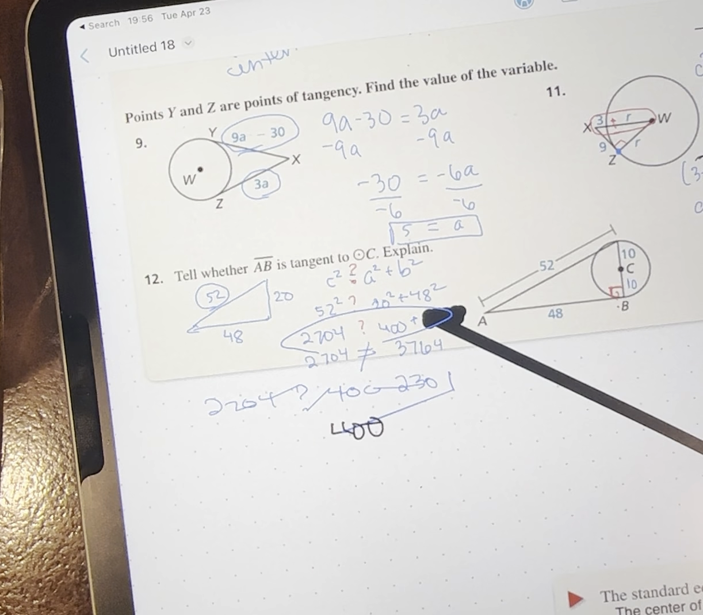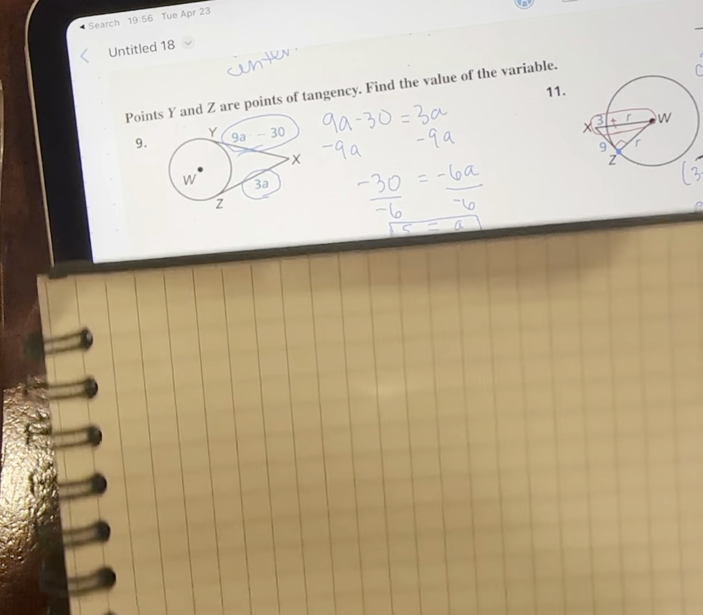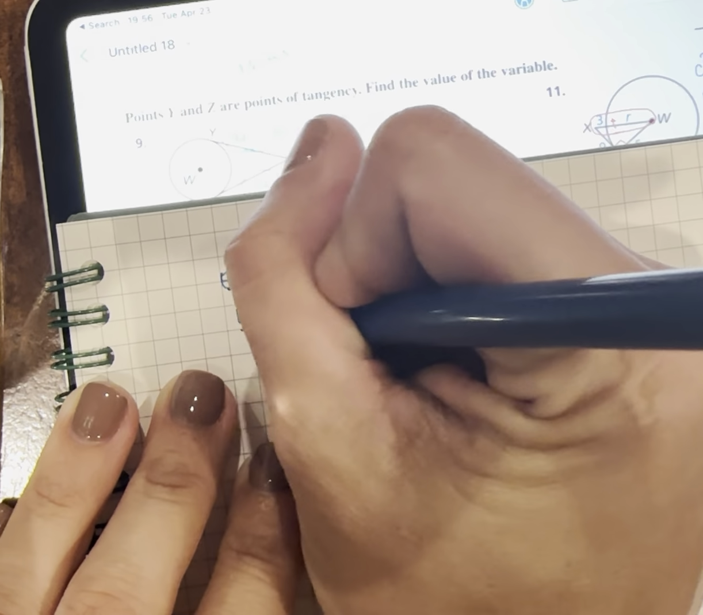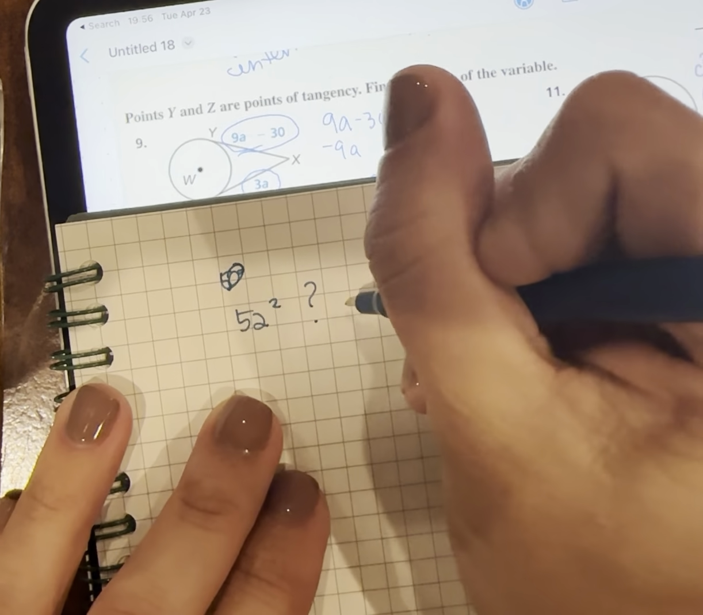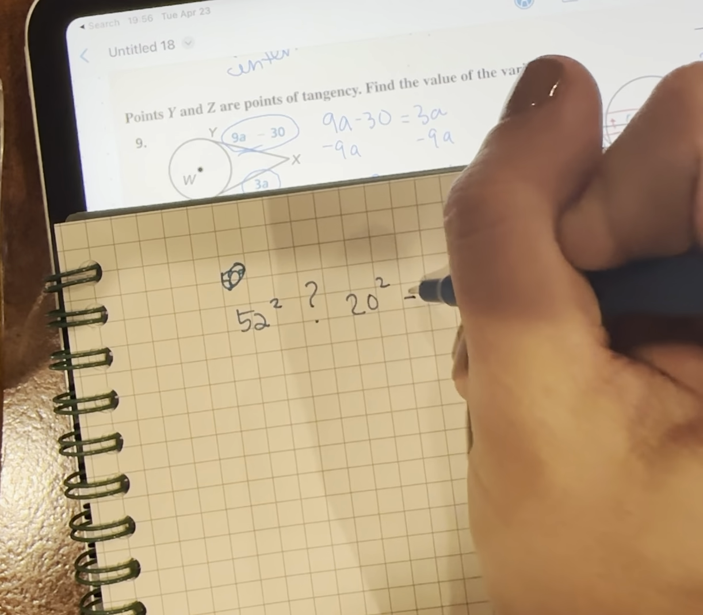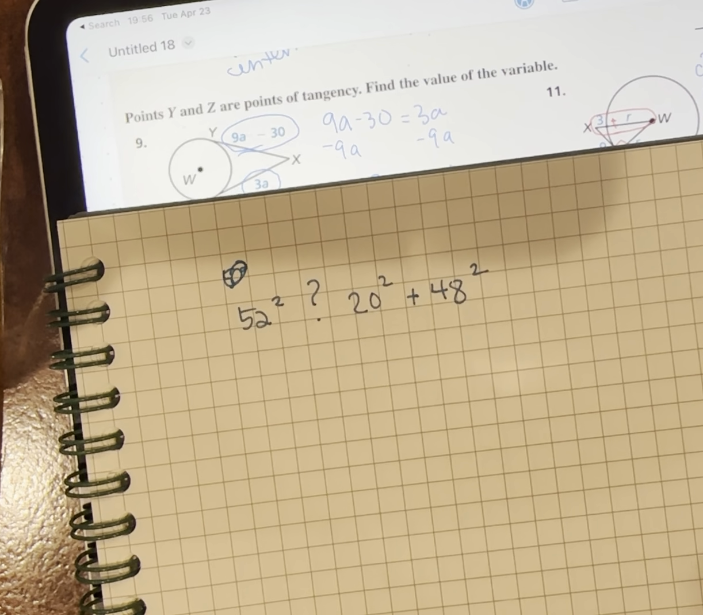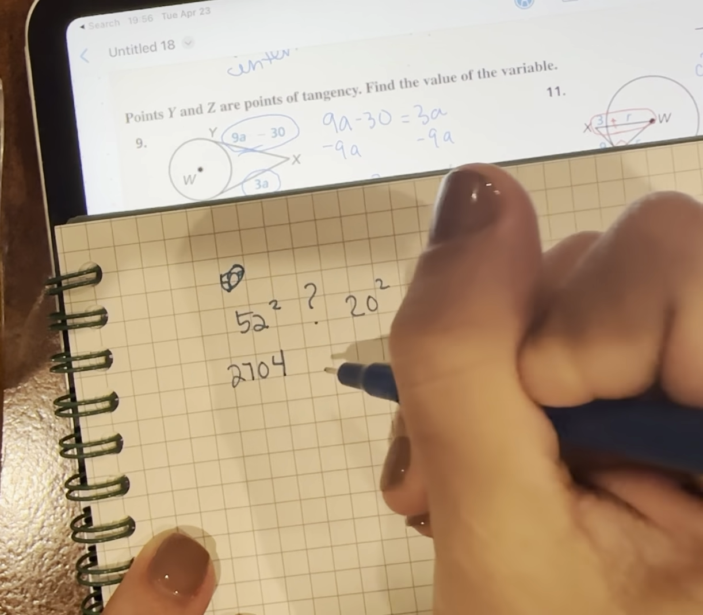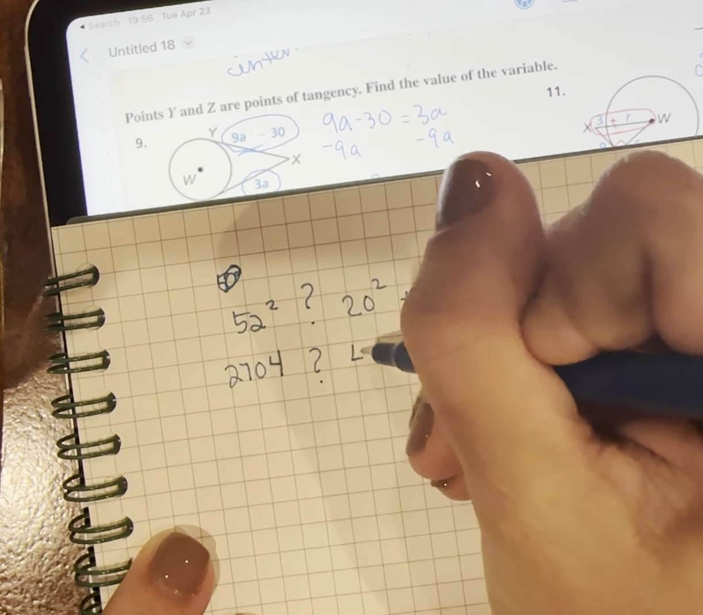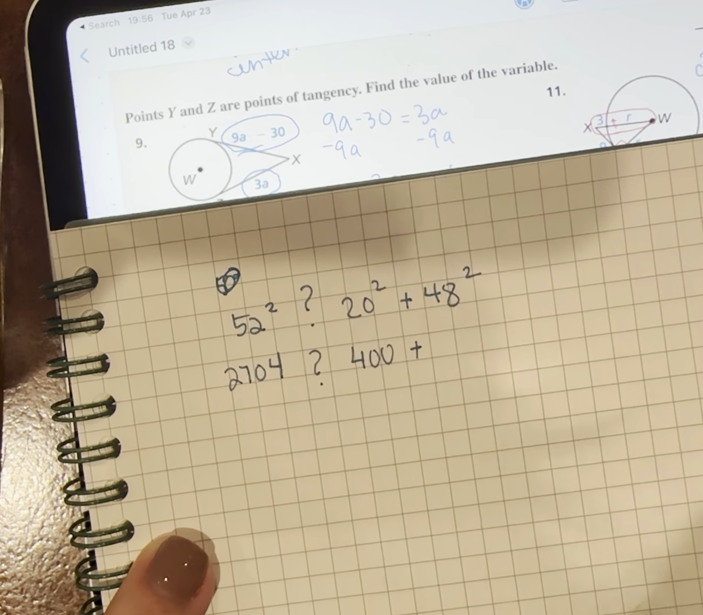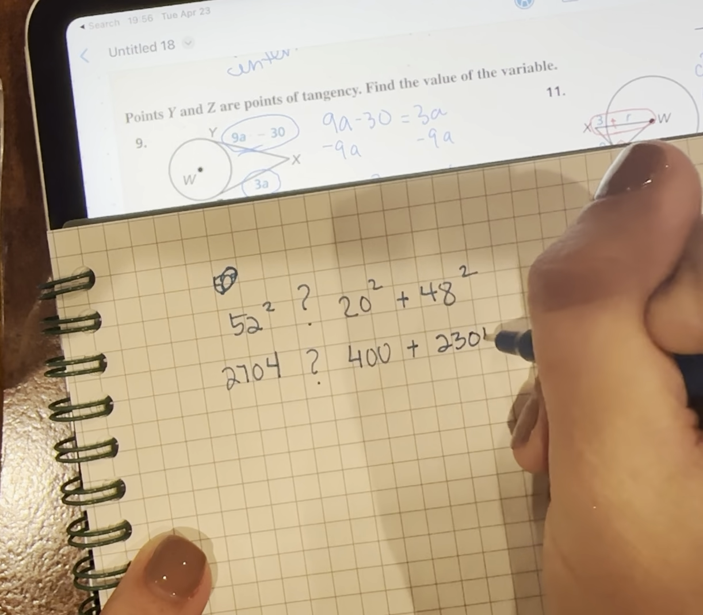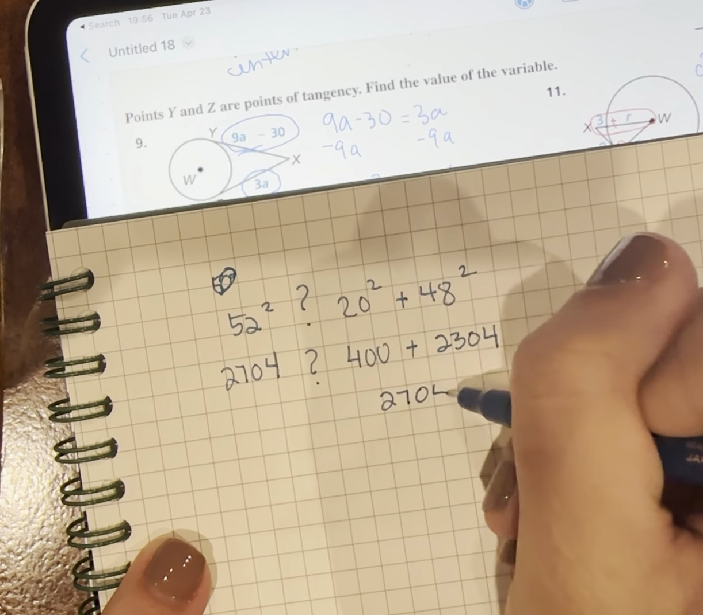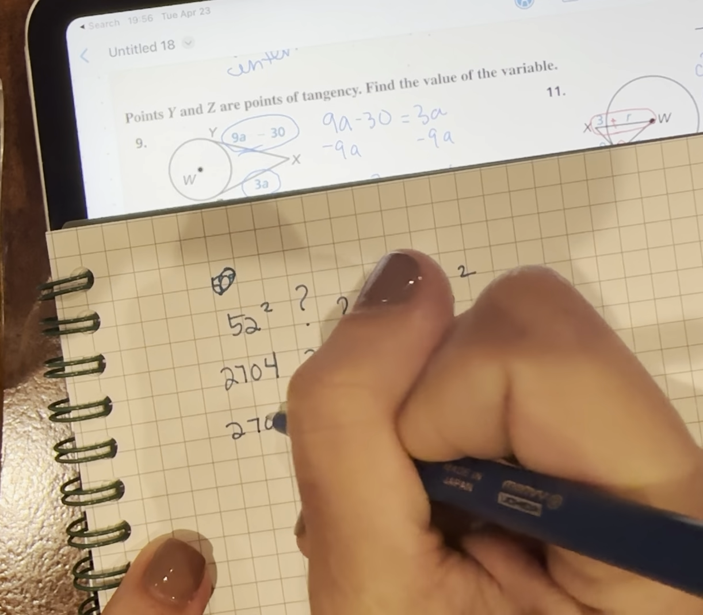Okay. Let's go old-fashioned way, all right? I had 52 squared. And I wanted to know what's going on with 20 squared and 48 squared. So 52 squared was 2704. And 20 squared is 400. And then 48 squared was 2304. So it actually is promising because 400 plus 2304 is 2704, and that does equal this 2704.